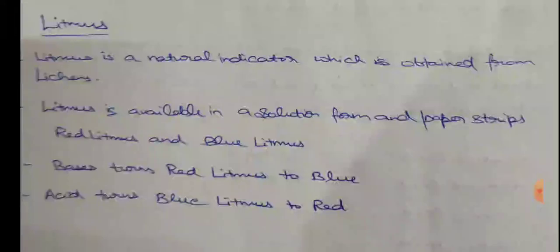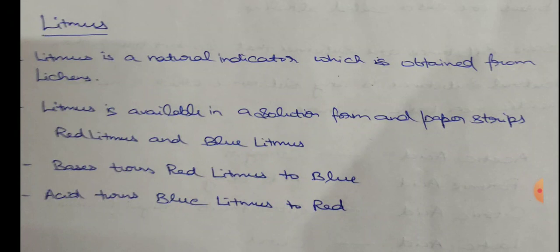Now how to differentiate acid and bases with the help of litmus paper or litmus solution? Very important. First point, bases turn red litmus to blue, and second, acid turns blue litmus to red. For example, if a substance is taken and it is a base, and I dip a red litmus paper into it, then it will turn blue. And if I have taken an acidic substance and I have dipped a blue litmus paper in it, then the blue litmus will turn red. Okay, but the opposite is not true.